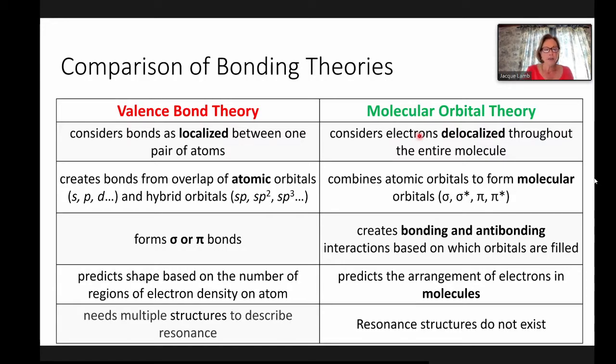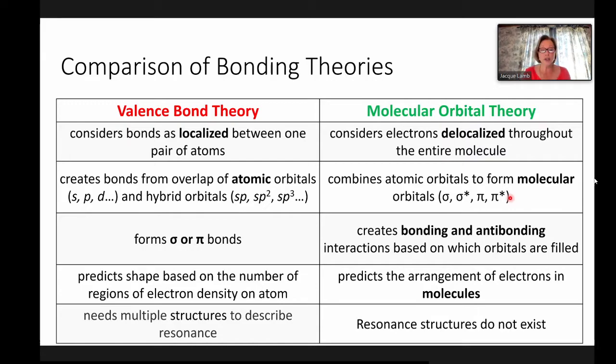The valence bond theory creates bonds from an overlap of atomic orbitals, either s, p, and d orbitals, or hybrid orbitals, sp, sp2, or sp3. So that's creating the overlap. For molecular orbital theory, you're combining atomic orbitals to form molecular orbitals, and that's where the electrons are residing. So not in an overlap of orbitals, but in a molecular orbital.